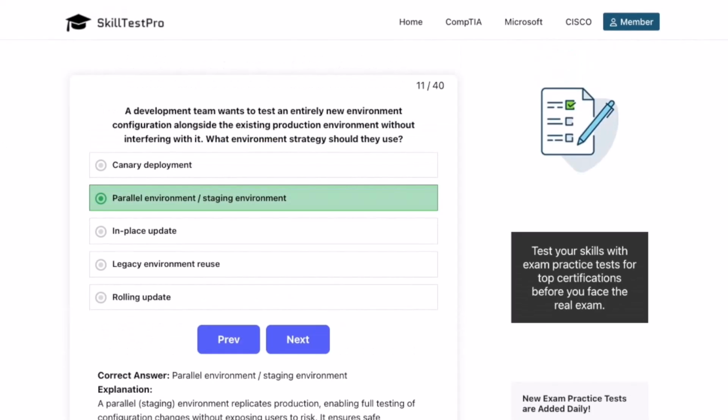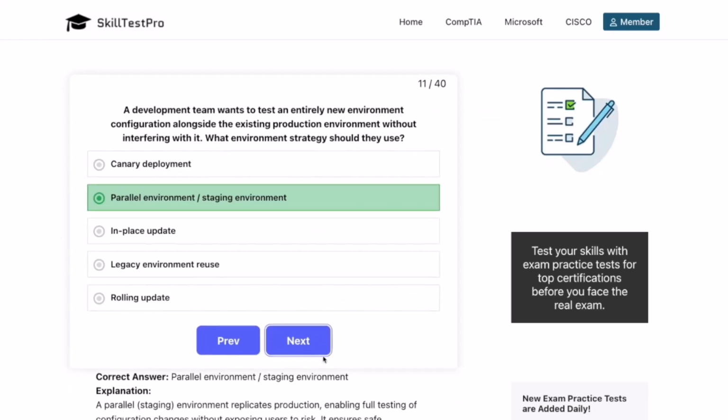A parallel staging environment replicates production, enabling full testing of configuration changes without exposing users to risk. It ensures safe experimentation and validation before rollout. All right, keep going. You guys are doing great.